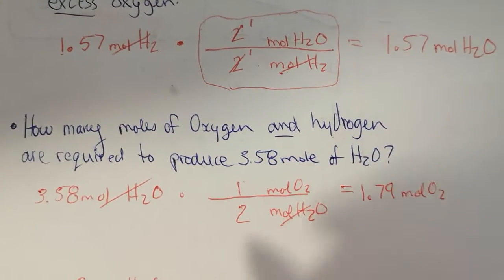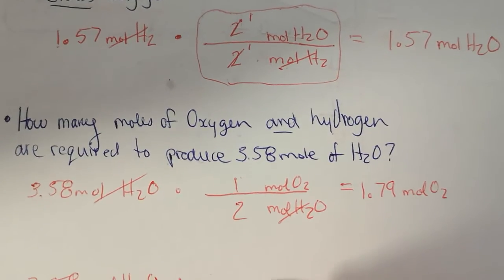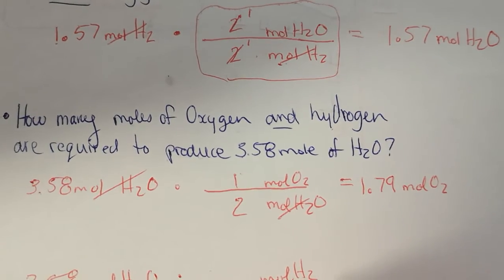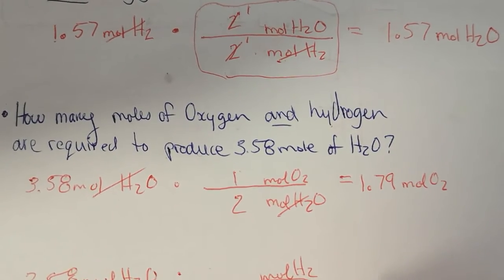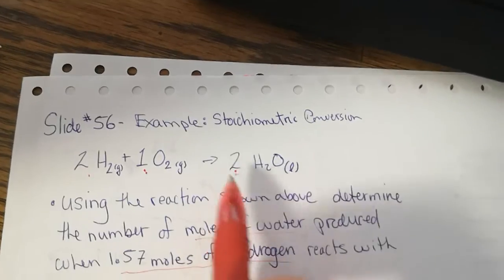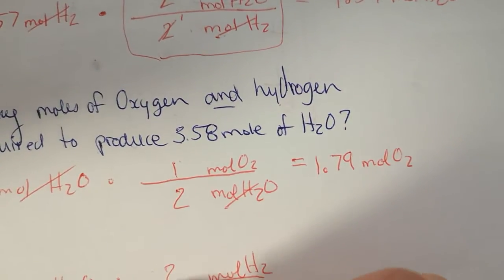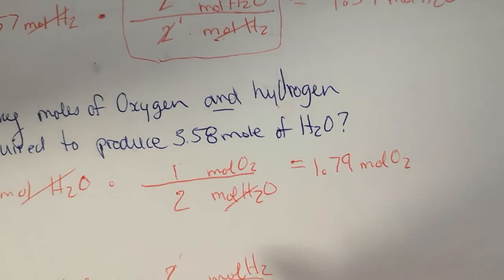We're also asked to solve for moles of hydrogen. So if we're solving for moles of hydrogen from moles of water, we look in our balanced equation to get our 2 to 2 ratio, which can simplify to 1 to 1.